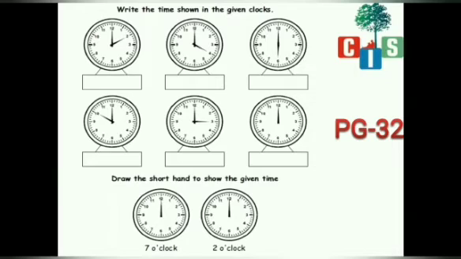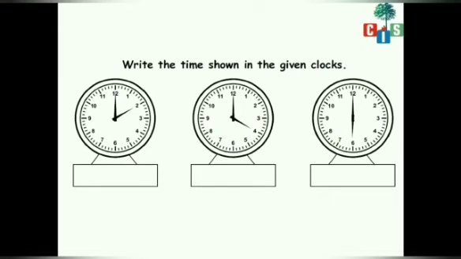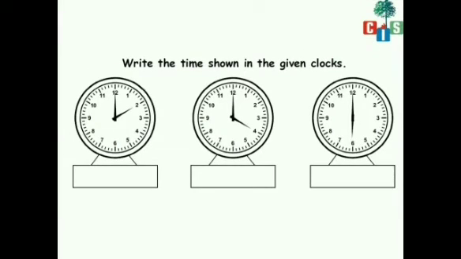Now we will start our page number 32. Write the time shown in the given clocks. What does the first clock say? The short hand is on 2 and the long hand is on 12. So what will be the time? 2 o'clock. So we will write 2, colon, and 0 0. That is 2 o'clock.